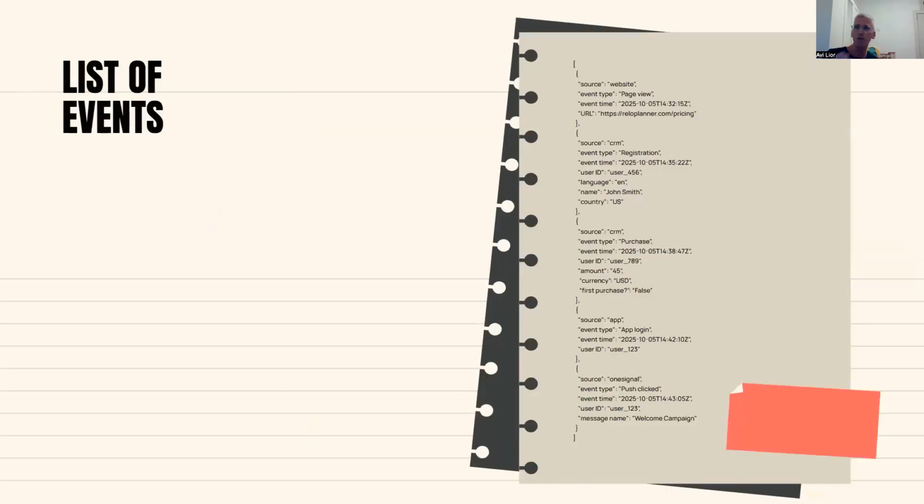This is an example of how actual events are working. These are some of the events that we define for Relo Planner. This is the page view on the website. We can see that some of the events, like the page view, don't have a user ID. Other events, like the registration, have a user ID. This is an event that is in OneSignal, push clicked. It tells me not only the user, it also tells me the message.